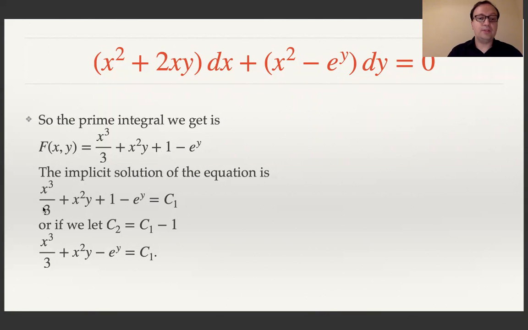Now we have the implicit solution to the equation: x cubed over 3 plus x squared y plus 1 minus e to the y is equal to some constant, which I call C1. But then notice that I have two constants, 1 on the left-hand side and C1 on the right-hand side. So let's subtract 1 from C1, and we should have x cubed over 3 plus x squared y minus e to the y is equal to C2, please remember.